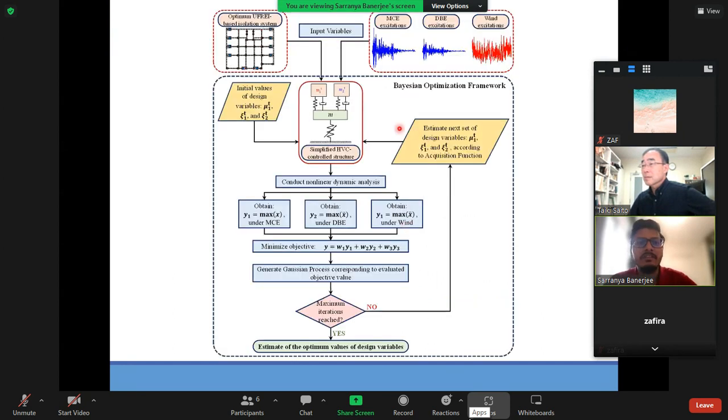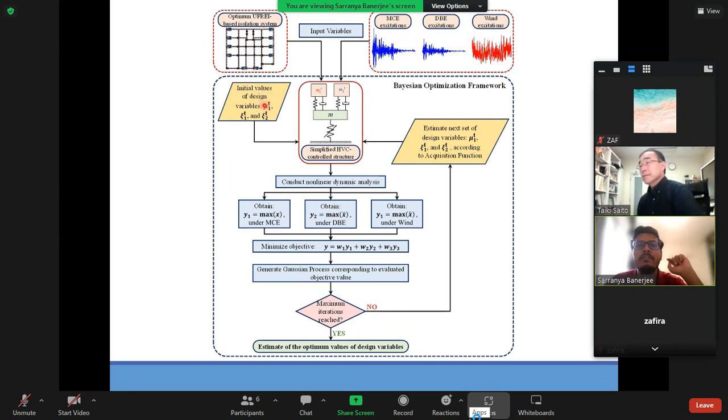This is the flow chart that I have developed for the optimization. So for the optimization of the TMD, we already have the optimum UFREI based isolation system. We input that to the simplified HVC control structure, that is a single degree of freedom model with 2 different TMDs. And we have the 3 different excitation scenarios: the maximum considered earthquake, design basis earthquake, and wind excitation. We give them as the input variables. Then initial values of the design variables. The design variables here are the mass ratio of the first TMD, the damping ratio of the first TMD, and the damping ratio of the second TMD.